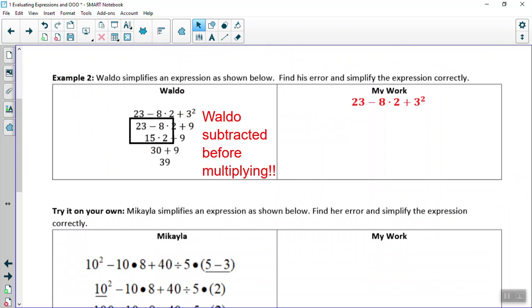So we're going to do the 3 squared to get 9. Now is where we're going to start fixing his mistake. The next step should have been 8 times 2, which is 16. Now we have subtraction and addition. Since we have those two operators, we can work them left to right. So we're going to take care of 23 minus 16. And then finally we can do that 7 plus 9. So the correct answer should have been 16.